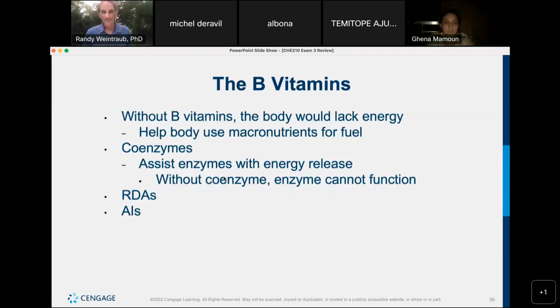B vitamins, they're mainly coenzymes, and that means they assist enzymes with energy use. Most of them are involved with that. For most of them there is a recommended amount, and in some cases maybe it's just an approximate amount, and maybe not a specific range, an adequate intake, AI.